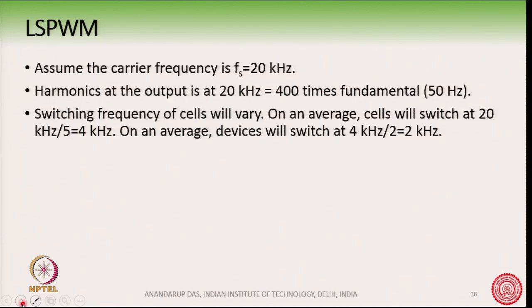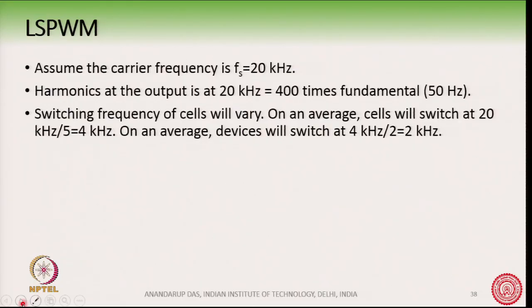So, let us take an example just like the previous one. Assume that the carrier frequency is 20 kilohertz. Now, the harmonics at the output in level shift PWM will appear at 20 kilohertz, that is 400 times the fundamental. Now, the carrier frequency here is itself 20 kilohertz. So, note the difference between phase shift PWM and level shift PWM.